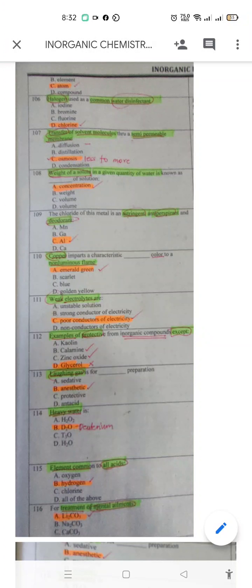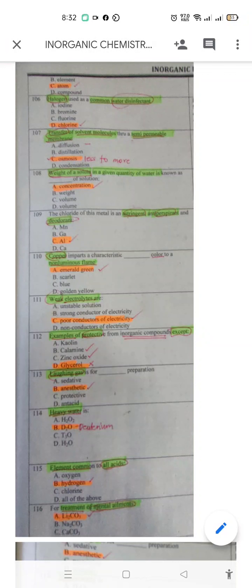Weak electrolytes are poor conductors of electricity. So, kapag strong electrolytes naman, they are the strong conductors of electricity, and non-electrolytes are non-conductors of electricity. So, kapag strong electrolytes, strong conductors of electricity. Kapag weak electrolytes, they are poor conductors of electricity, and non-electrolytes, they are non-conductors of electricity.